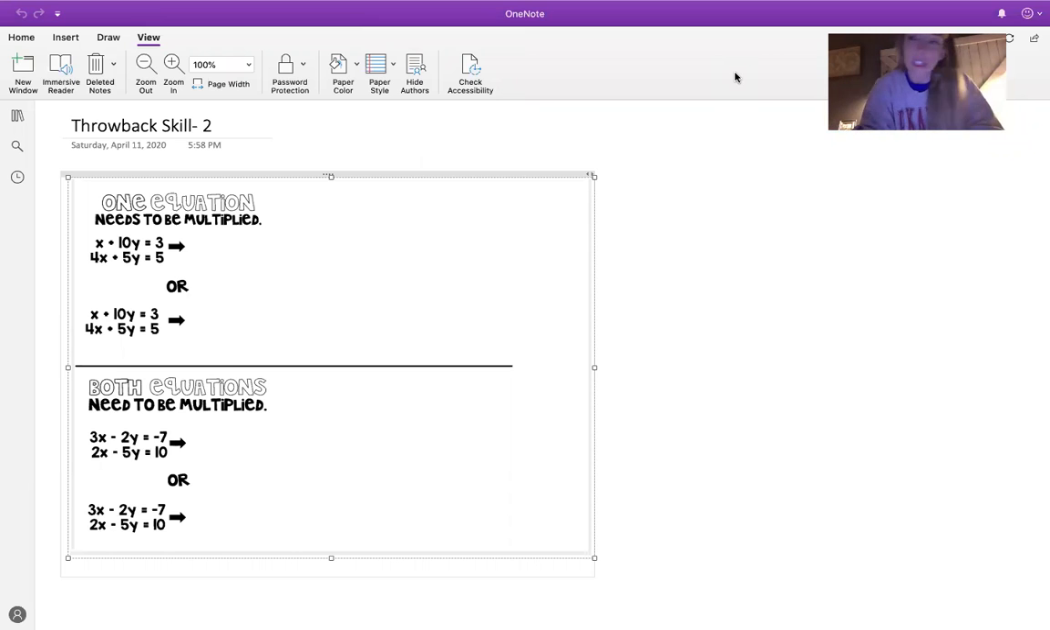All right, so this is another throwback skill. It kind of goes with the one that we did last week. It was solving systems of equations where you graph two lines and you try to see where they intersect. Last week we talked about substitution. This week we are going to solve it by elimination.